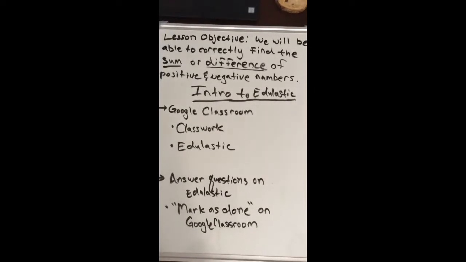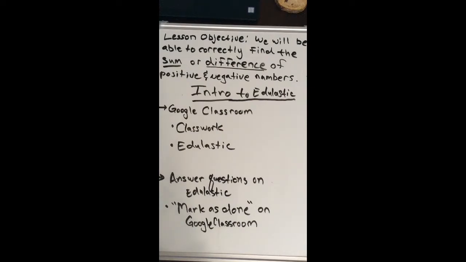So, our lesson objective for this particular lesson is that we will be able to correctly find the sum or difference of positive and negative numbers. Notice these words sum and difference are underlined. We're going to talk more about that later.